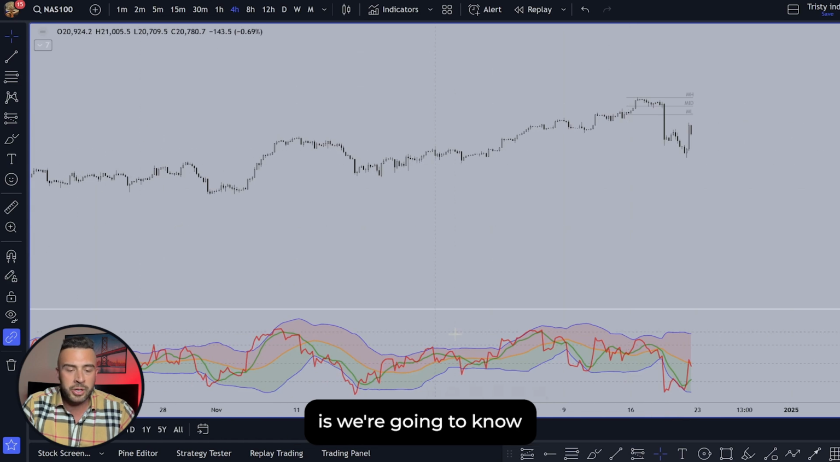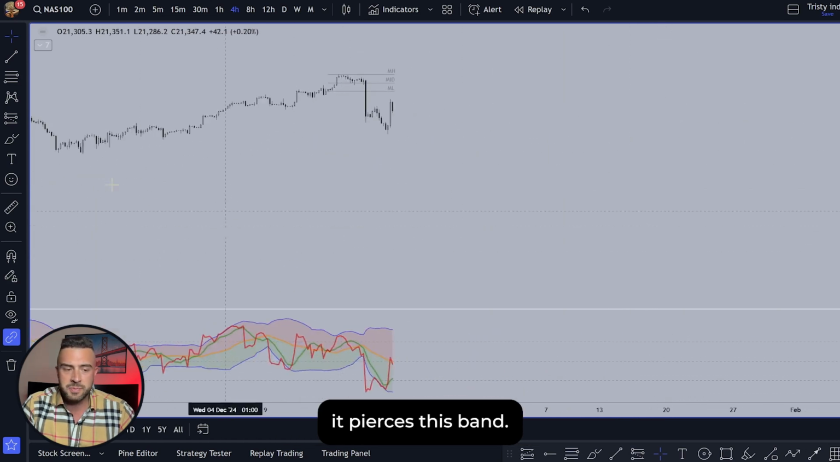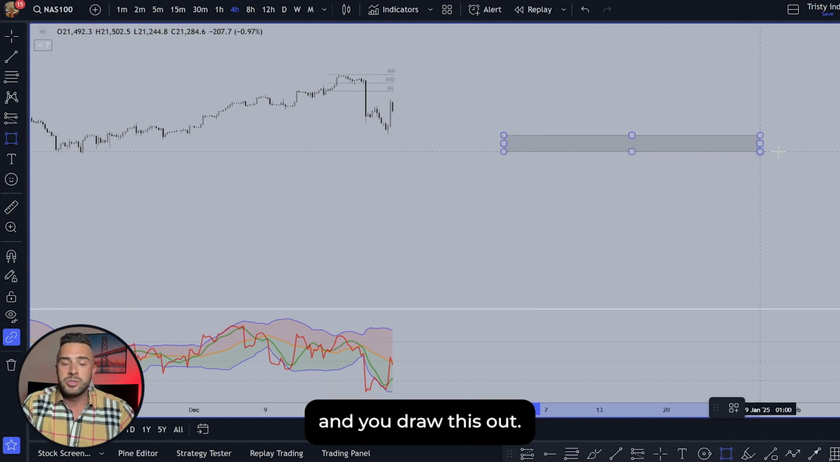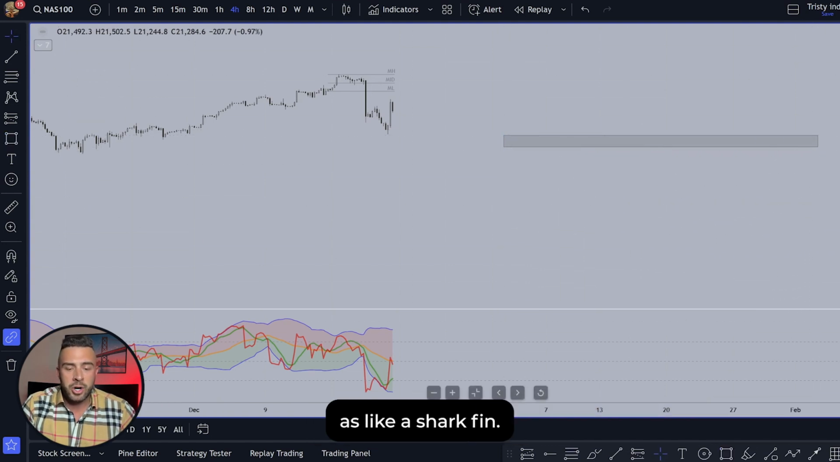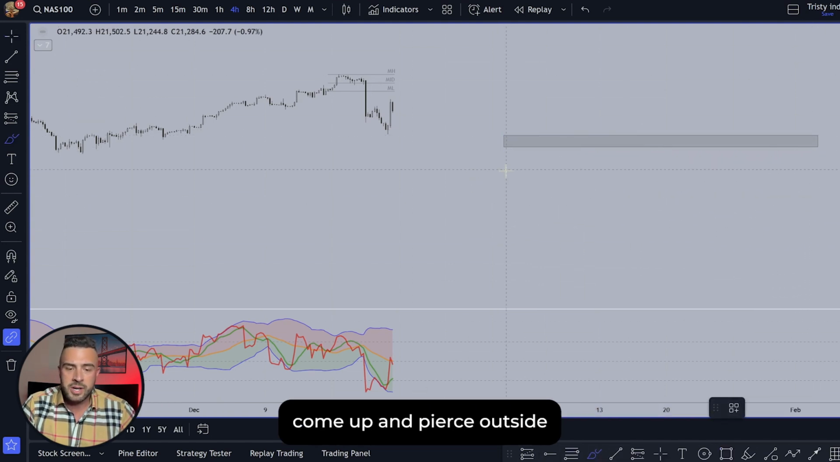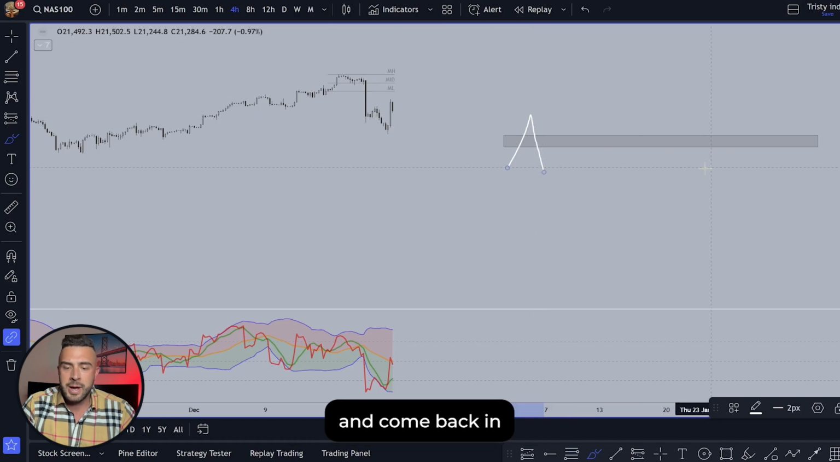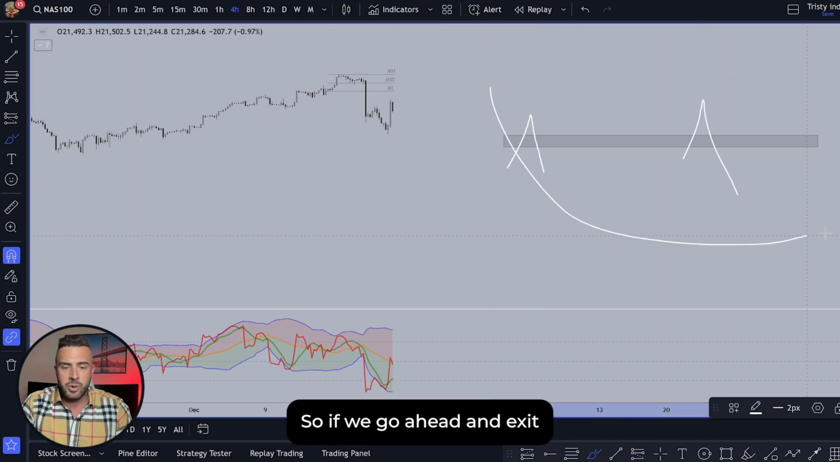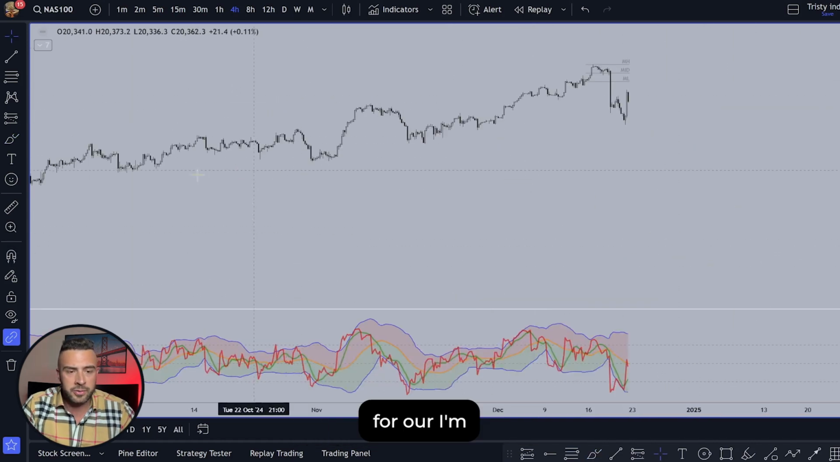What we're going to do is note every single time it pierces this band. So think of it like this. When you take this box right here and draw this out, think of it as a shark fin. What you want to see is it come up, pierce outside, and come back in, just like this.